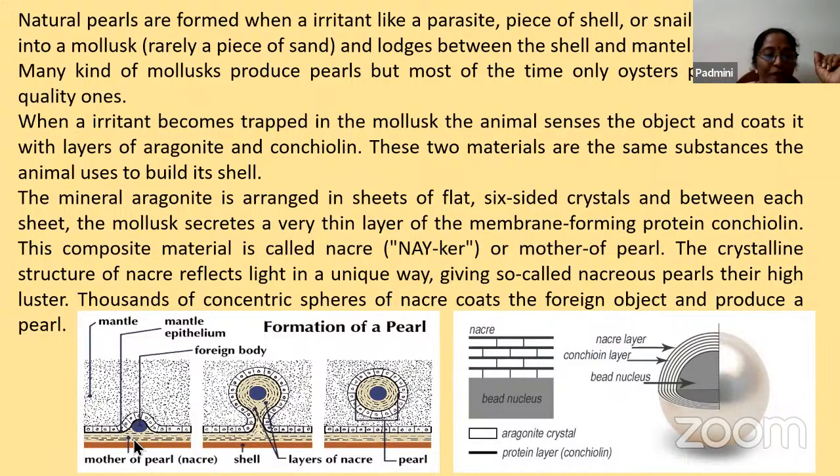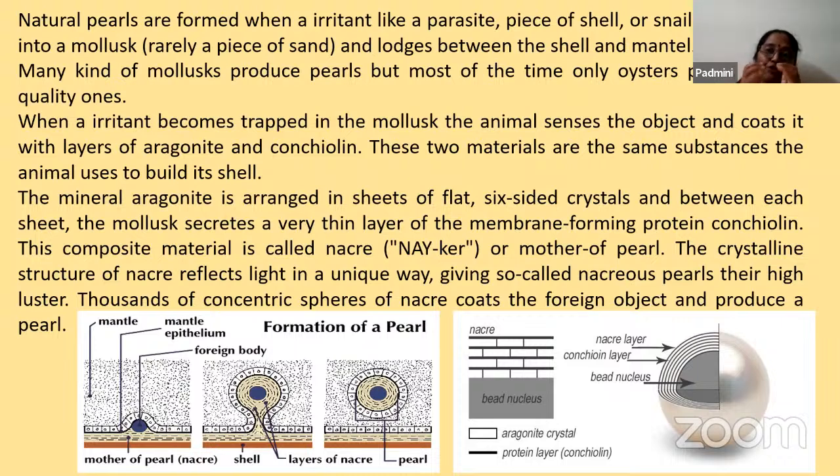As it is covered, the shell, that is the mother of pearl nacre layer, is going to produce proteins around it. Why does it produce that protein? What it is doing is something like macrophages. Remember a macrophage? The macrophage engulfs the parasite and forms a cover around it, and then digests it. In the same way, the mollusca or the oyster is going to produce its protein.